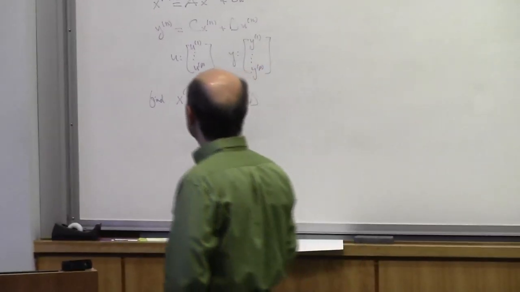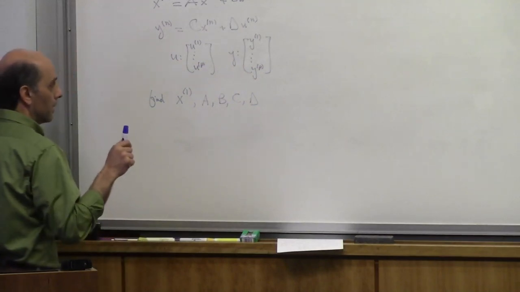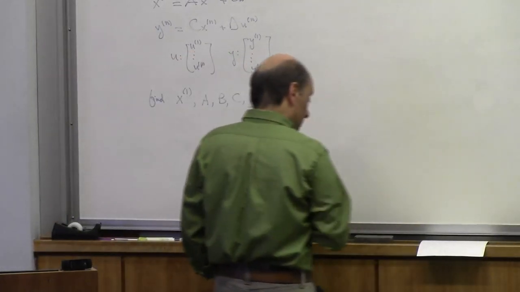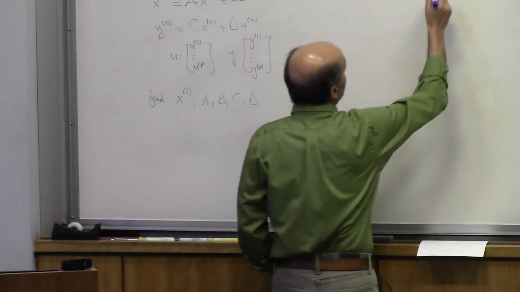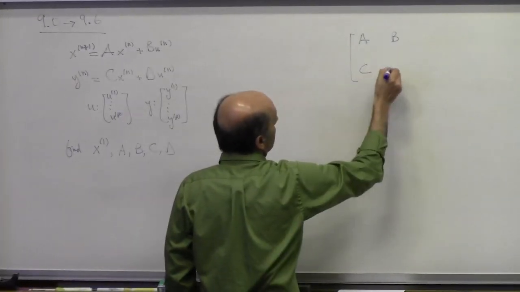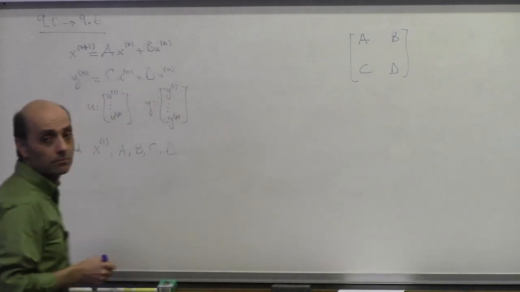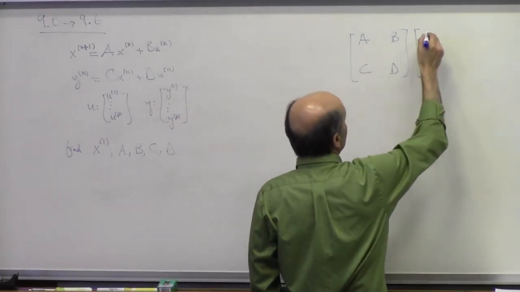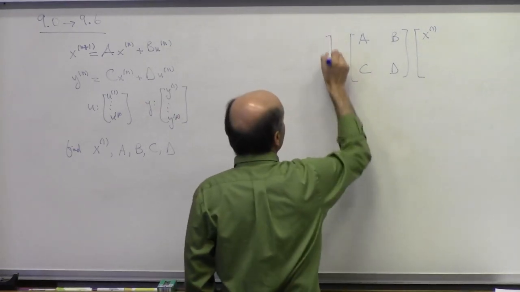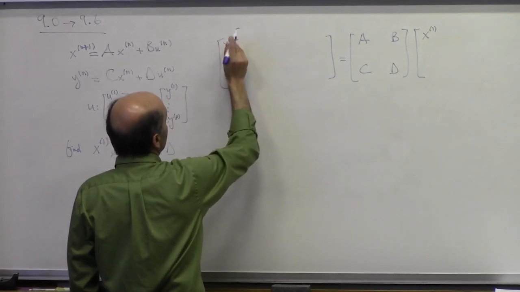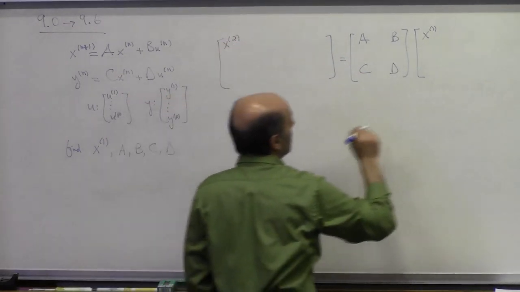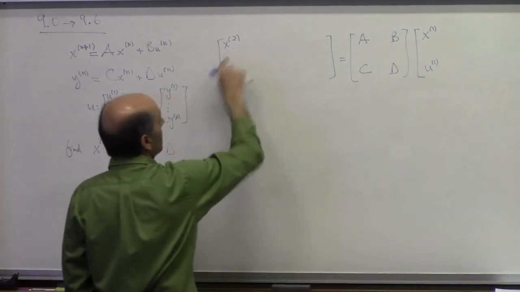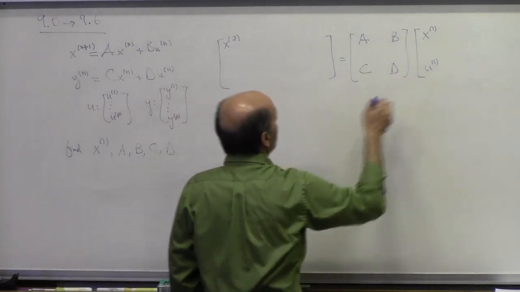Why this particular input and this particular output could have been generated by an infinite number of A, B, and C's. So to show you that, what I'm going to do is to write the problem as follows. Suppose that I take my unknowns and I write them in a matrix form, A, B, C, D, like this. So this is a matrix made up of matrices. Now, on the right side of this, I'm going to multiply the states and the inputs. So A is going to multiply X1, and that's going to give me X2. And B is going to multiply U1. So A times X1 plus B times U1 is going to be X2. C times X1 plus D times U1 is going to be Y1.